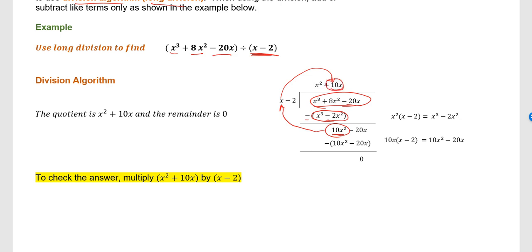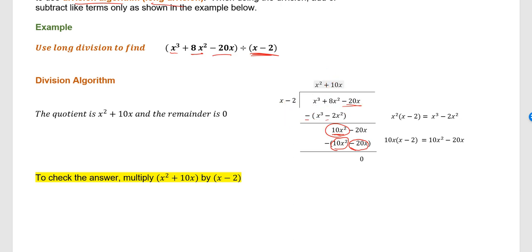Take what you got and then multiply by both of these terms again, right? So 10x times x is another 10x squared. And then 10x times negative 2 is minus 20x. Look at that. How convenient, right?